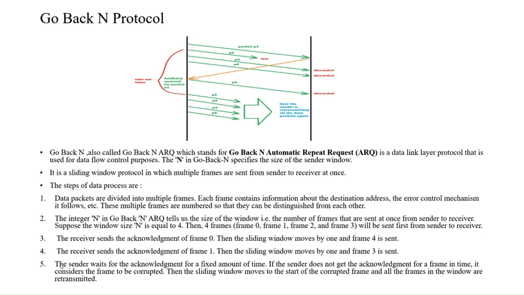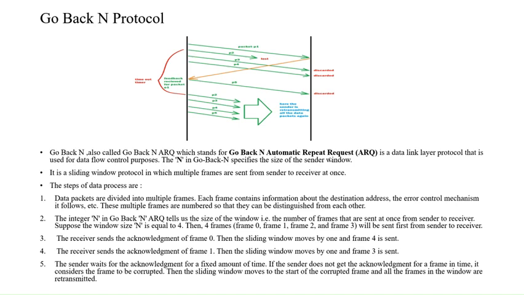Now the sender waits for the acknowledgement for a fixed amount of time, and if it does not get an acknowledgement for the frame in time, it considers that the frame is either lost in the transmission or corrupted. Then the sliding window moves to the start of the corrupted frame and all the frames are retransmitted.